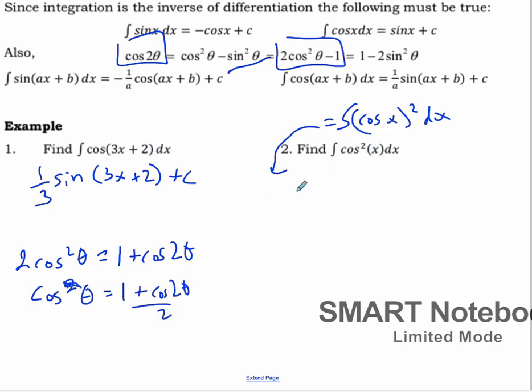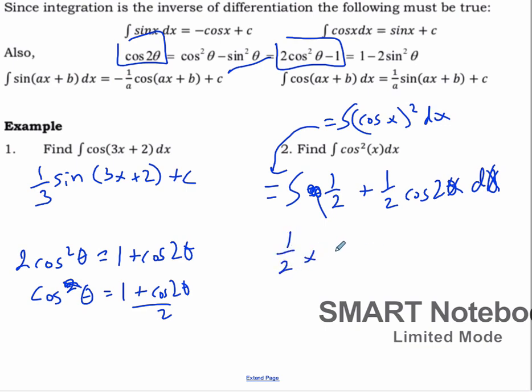So I can replace the cosine squared with that. So it's the same as the integral of half plus half cosine 2 theta d theta. Or x, sorry, it's x in this case. Okay, so we have that. So when we integrate that, we can integrate this term and this term separately. So the integral of half is half x. And the integral of this is half times sine 2x.